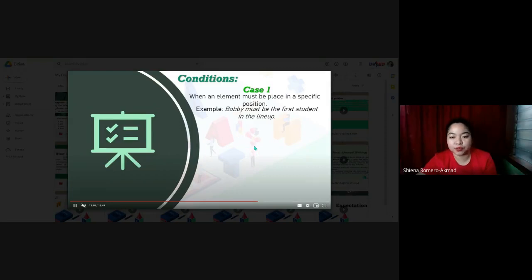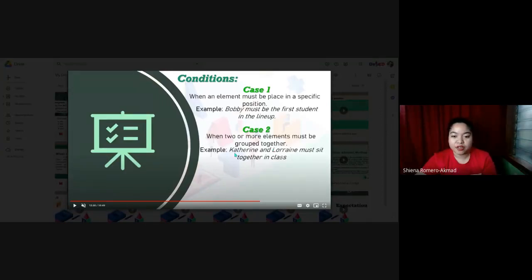How about case number 2? Case number 2 is when two or more elements must be grouped together. An example of this is the situation given here: Catherine and Lorraine must sit together in a class. So if you encounter a problem stating that two elements or objects must sit together or be placed side by side, that is under case number 2, where you have to group the objects or the elements.